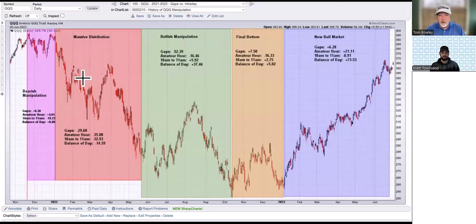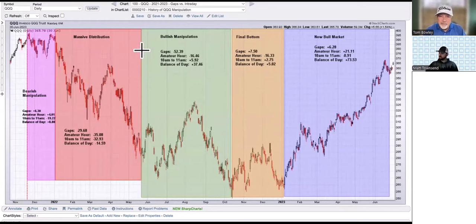And then what we saw in the first four and a half months was, as we were moving lower in the QQQ, throughout the entire day the net gaps were down $29. The net action in the first half hour, the QQQ is down $35. 10 a.m. to 11 a.m., down $33. From 11 a.m. to 4 p.m., down another $14.50. In other words, they were selling all day long. That was distribution. That was just pure, let's get the heck out action.